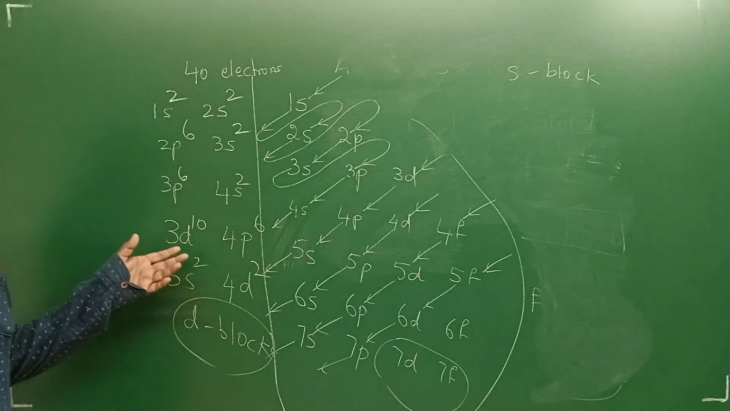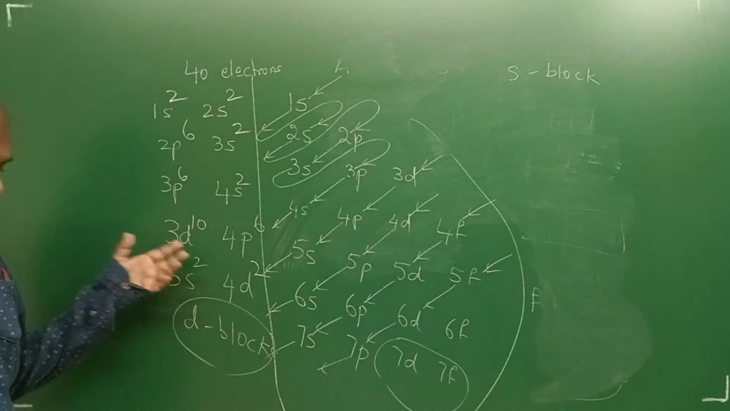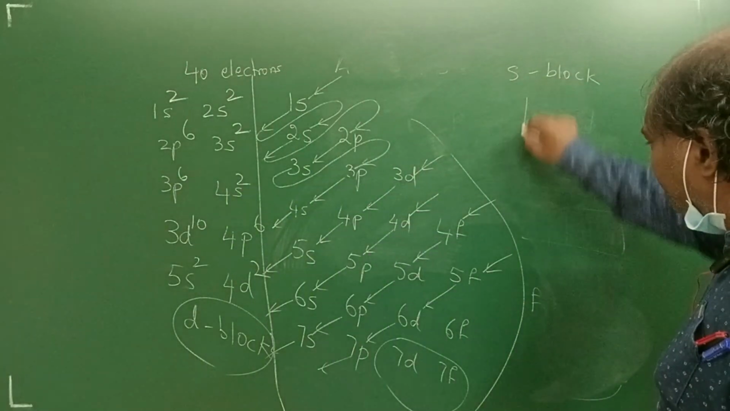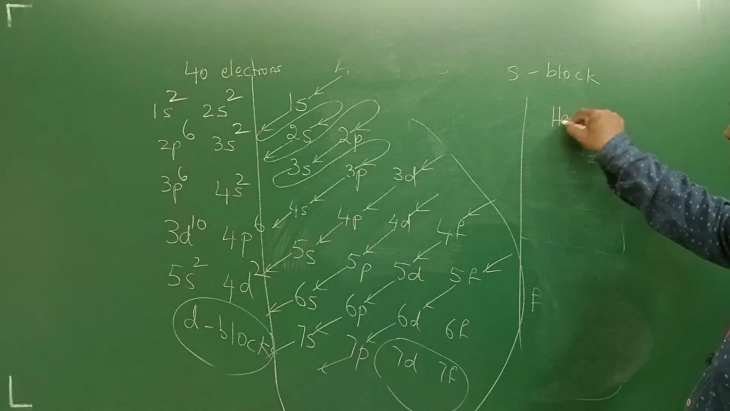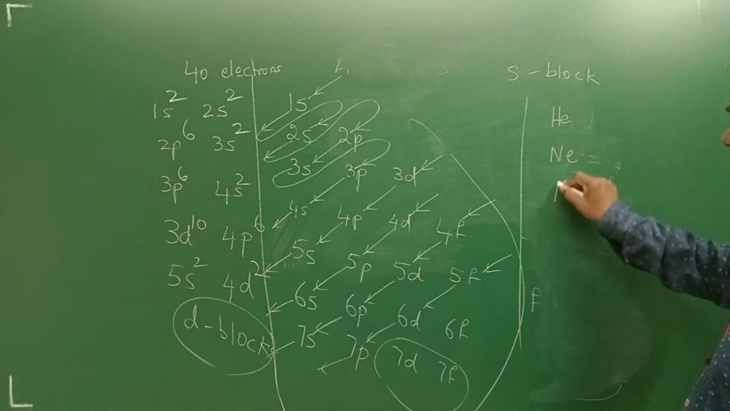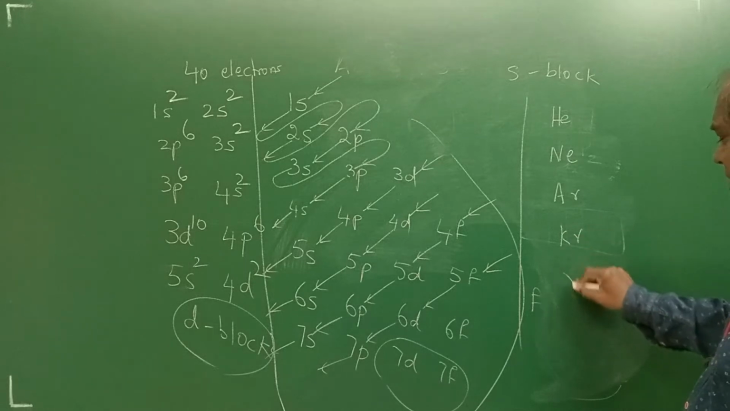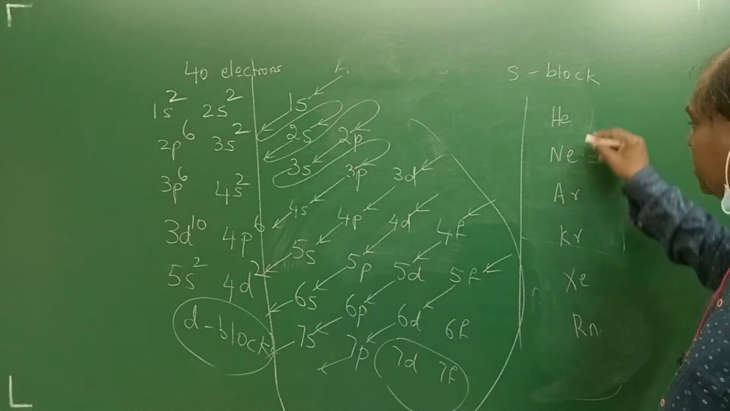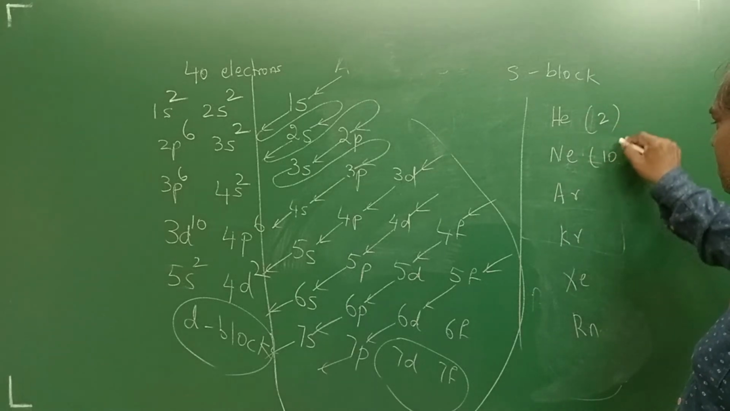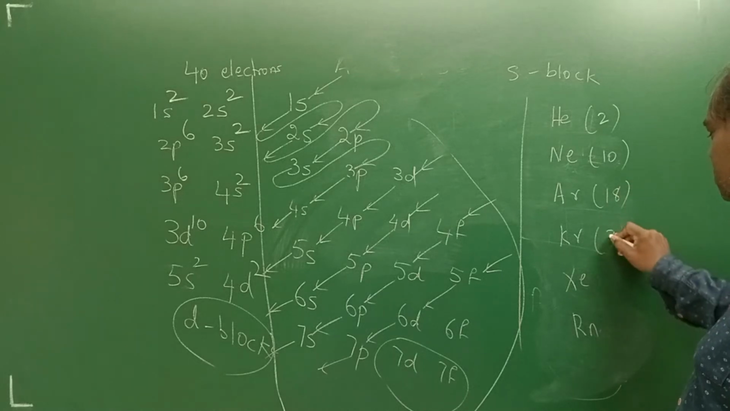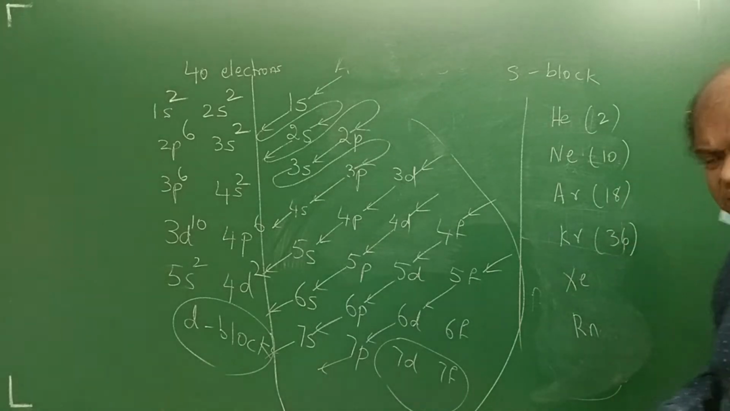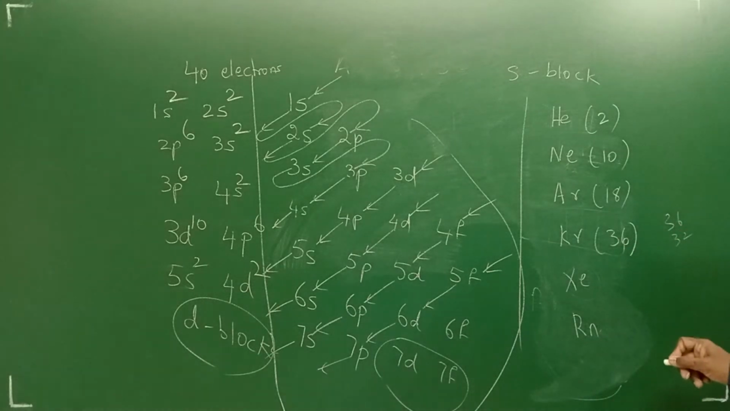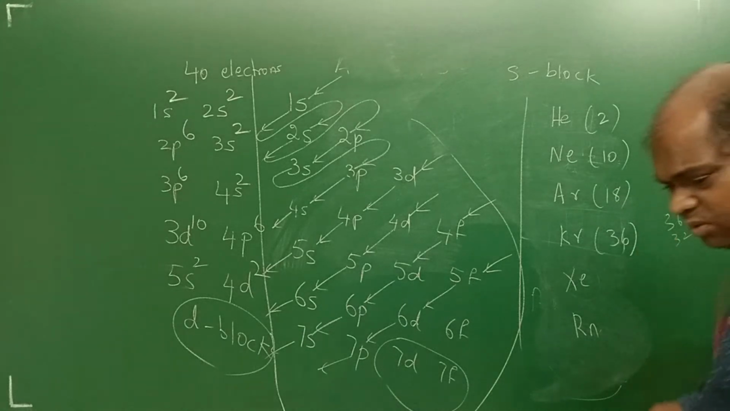It's very important: you can write a short way of this. You know how to write a short way? Write the inert gases. Inert gases are very stable: helium, neon, argon, krypton, xenon, radon. Let me write the atomic numbers now. Helium is 2, neon is 10, argon is 18, krypton is 36. Then xenon: you have to fill 36 plus 32, so it will come out to be 68. Anyway, we don't require all that.